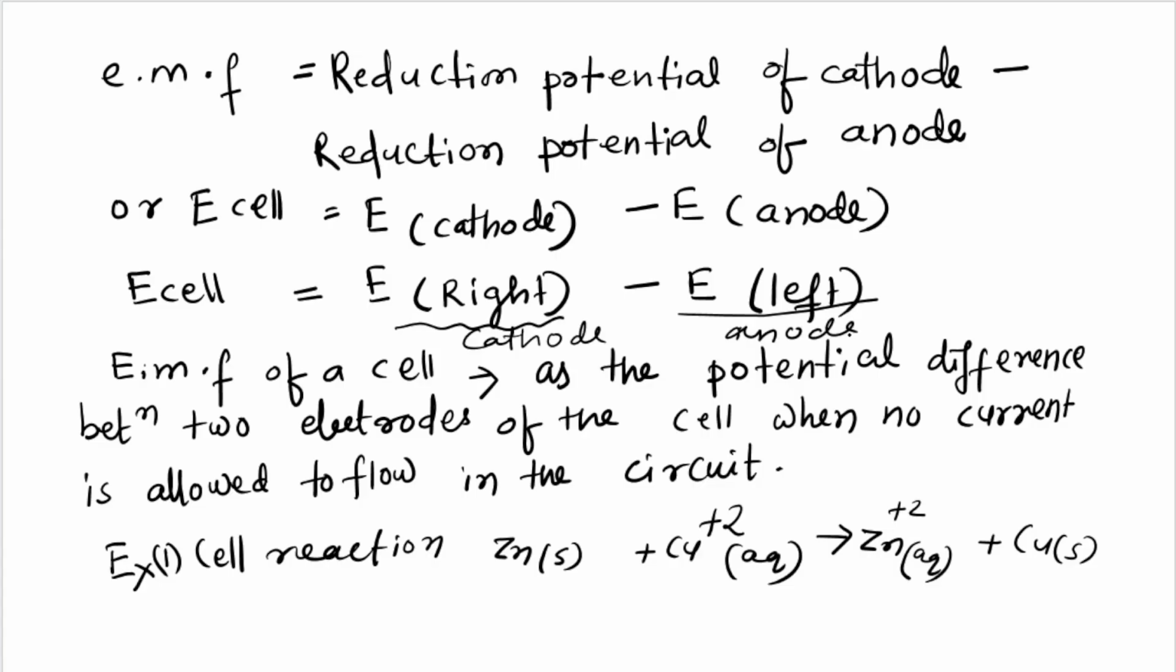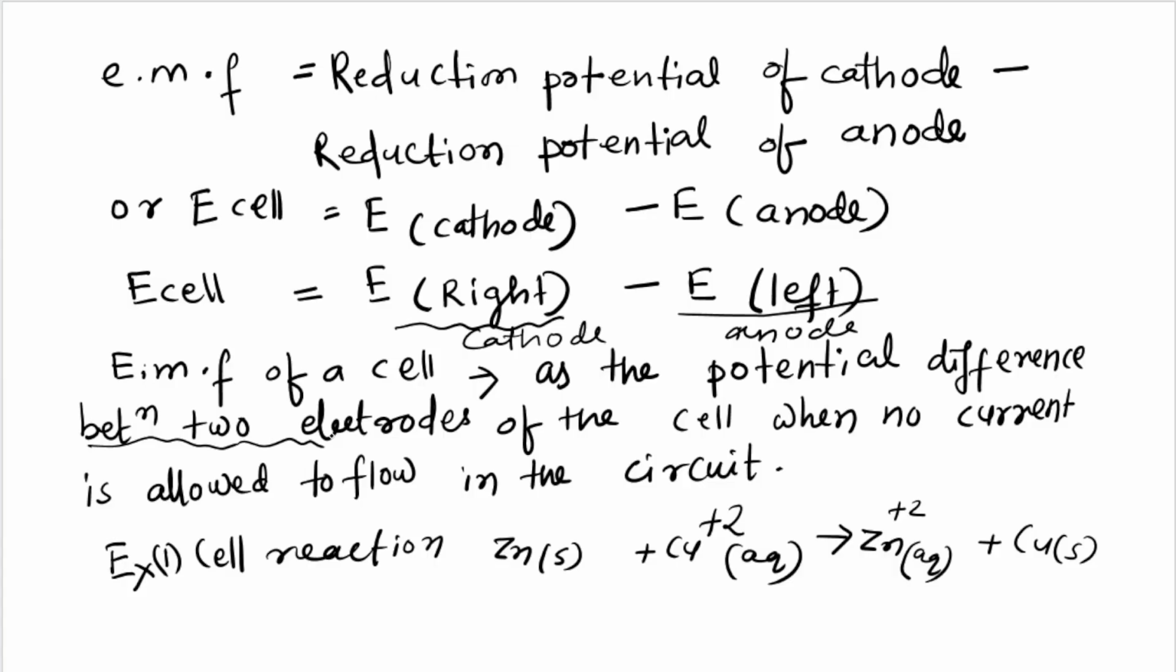The EMF of a cell is the potential difference between the two electrodes. What is the EMF of a cell? That is the potential difference between two electrodes of the cell. A cell consists of two half cells. When no current is allowed to flow in the circuit, at that time the EMF of the cell equals the potential difference.